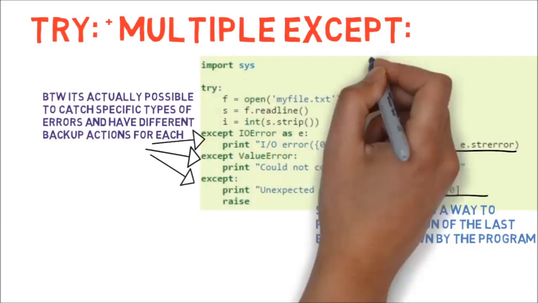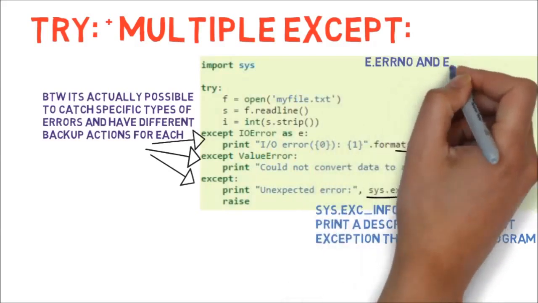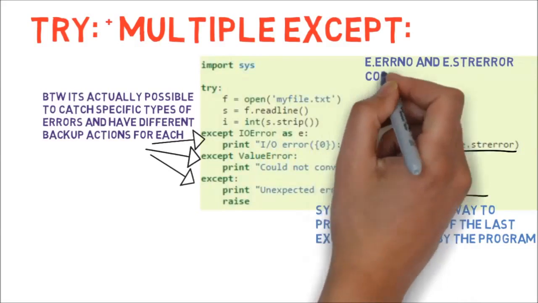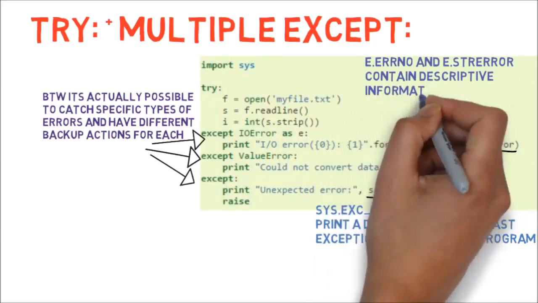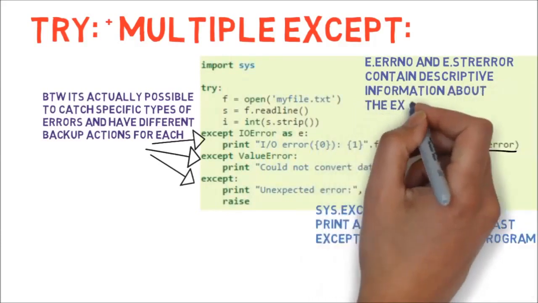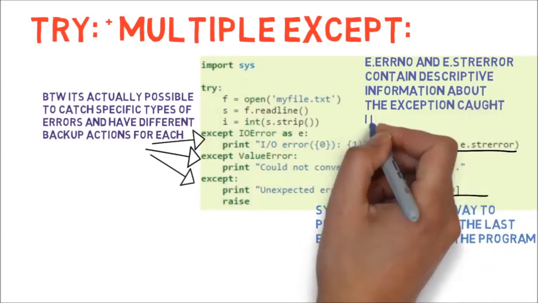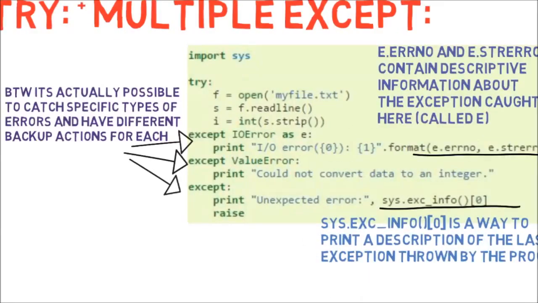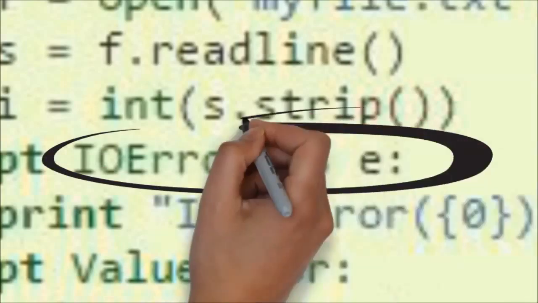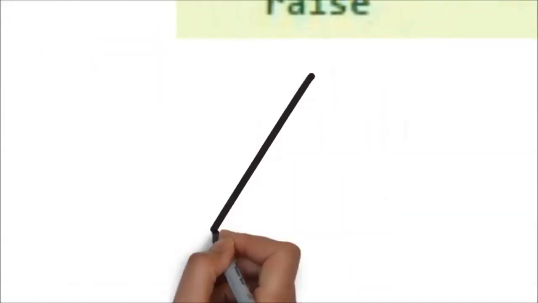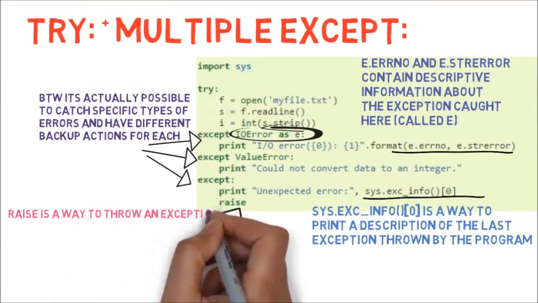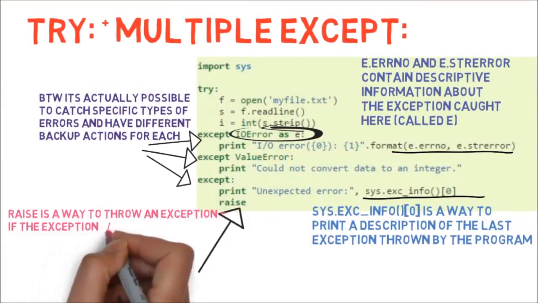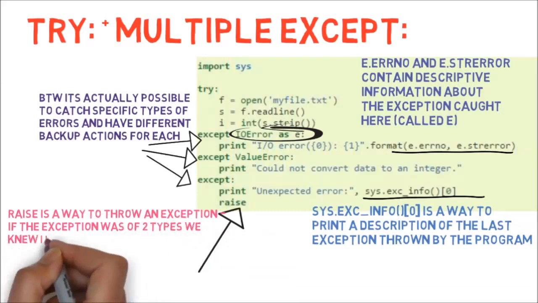e.errno and e.strerror contain descriptive information about the exception caught here. Here we are calling the exception e. So e.errno and e.strerror are attributes of the error e. Here we have told the program to do something different if the error is an IO error, and to do something different if the error is a value error. Raise is a way to throw an exception. Here you're explicitly telling the program, throw an exception and ask the user what to do.